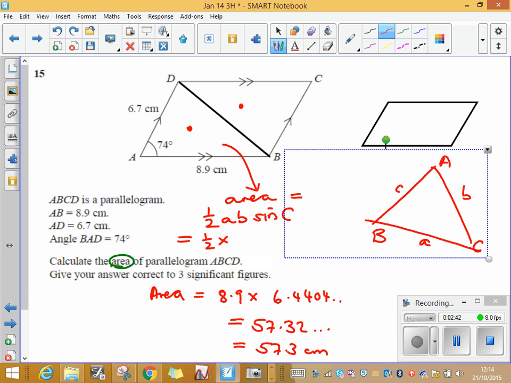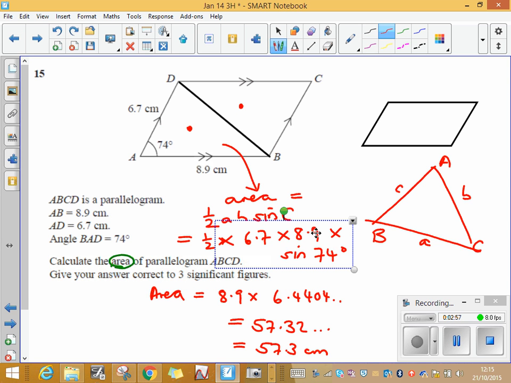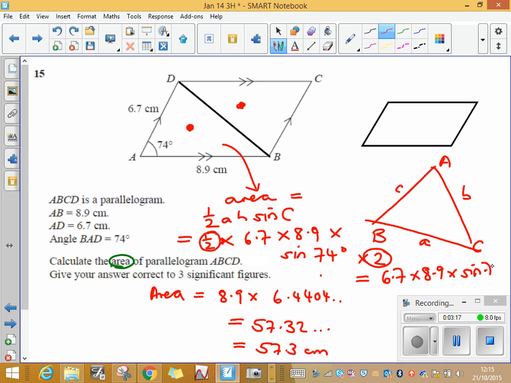Now in this case I can use the 6.7, so a half times the 6.7 times the 8.9, and then it's always multiplied by the sine of the angle in between. Okay, so that's going to be a half times 6.7 times 8.9 times sine 74. Now that's the area of one of these triangles, and if I want the area of both of these triangles, I'm going to then multiply that by 2. And you can see actually that the half and the 2 are going to cancel each other out, so the area is just going to be 6.7 times 8.9 times sine 74 degrees.